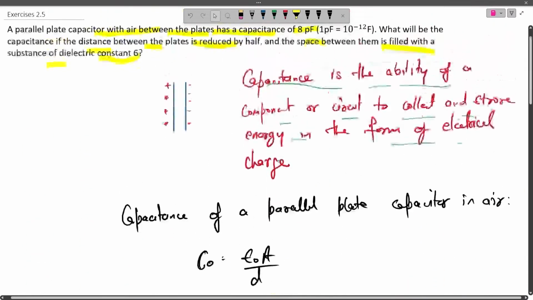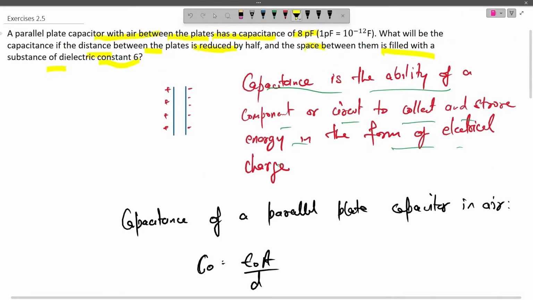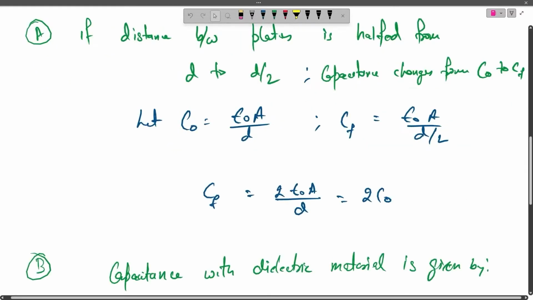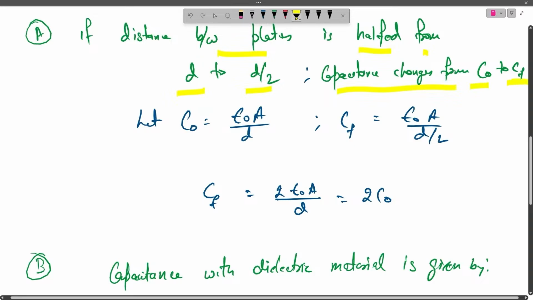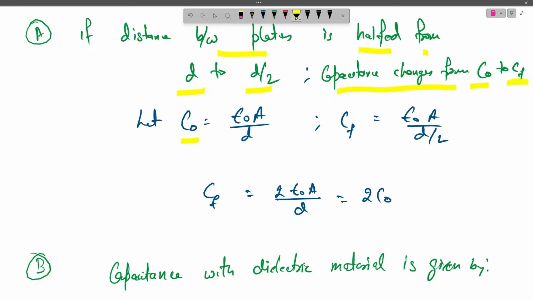So the first part of the question said, what will be the capacitance if the distance between the plates is reduced by half. Now it is saying that if the distance between these two plates of a capacitor is halved, then what would be the capacitance? Let us assume that earlier the distance was D and now it is D by 2. The capacitance, which was earlier C naught, would be changed to CF. We have assumed that the new value of capacitance would be CF. Now C naught, that is the earlier capacitance when the distance of separation was D, the formula would be epsilon naught A by D, and now since the distance is half, it would be equal to epsilon naught A by D by 2.